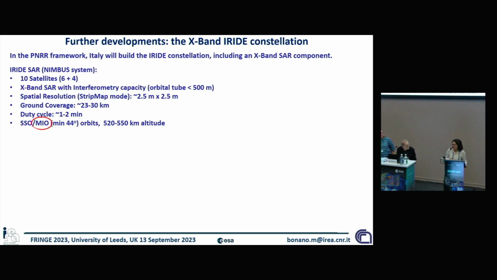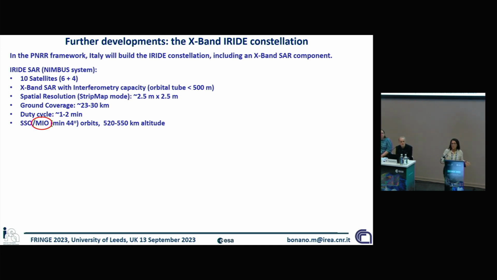So moving to the conclusion. Before concluding, just further developments relevant to the new planned X-band constellation within the PNRR framework. Italy is going to launch in 2026 a new X-band constellation made of 10 satellites. But what is very important in this case is that we are not talking about sun-synchronous orbits, but about medium inclination orbits. We can see here the main characteristics.